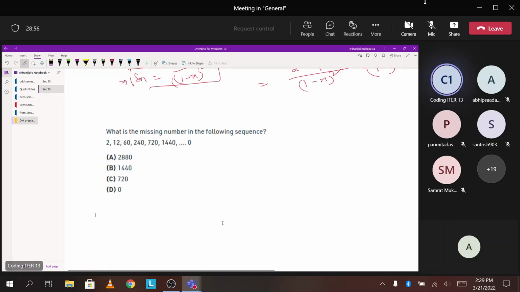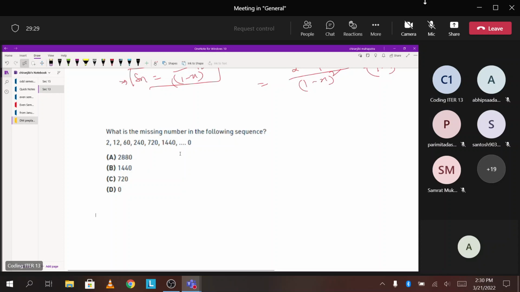Okay, so this one is also an easy one. Try to guess the relation between the numbers and find out the answer. I think it is very easy, so I think you can guess it. All of you try to do it. Option B. Why option B? Can you explain?